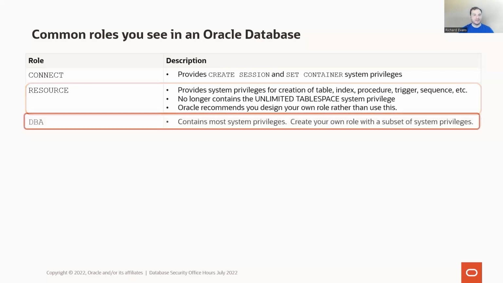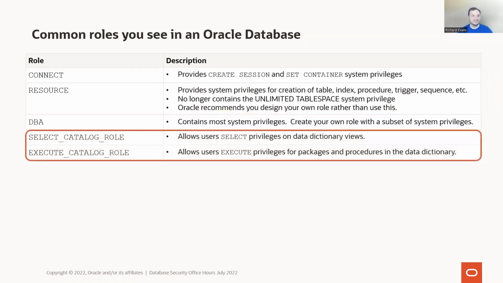So let's create an Acme resource role instead that does not have create procedure, create trigger, create sequence. Okay. DBA, again, it contains just about everything, right? And most of those things we don't use. Acme DBA instead. Create a subset of those privileges that your database administrators can use on a regular basis. And I know you're probably thinking, Rich, how do I know that? Hey, we'll talk about that later with privilege analysis, okay? You can identify what privileges are being used on a regular basis.